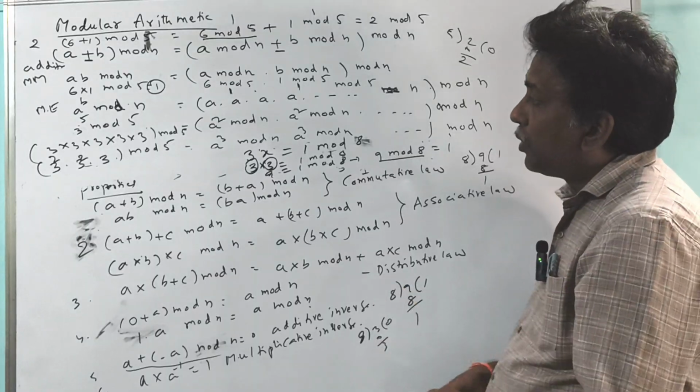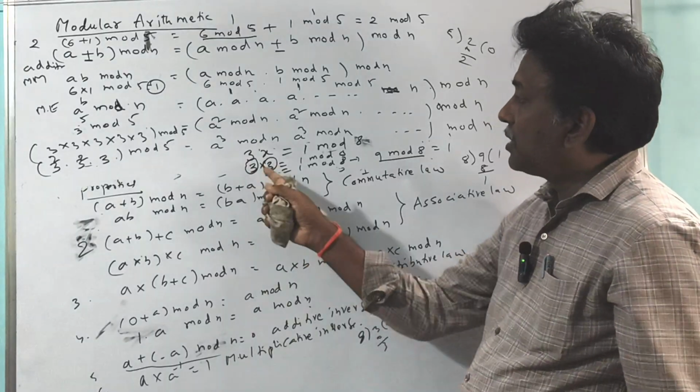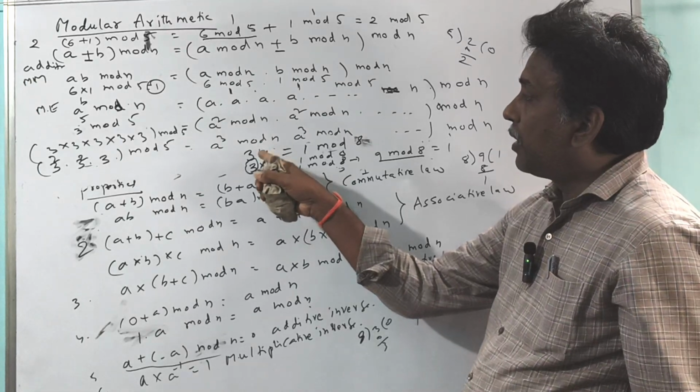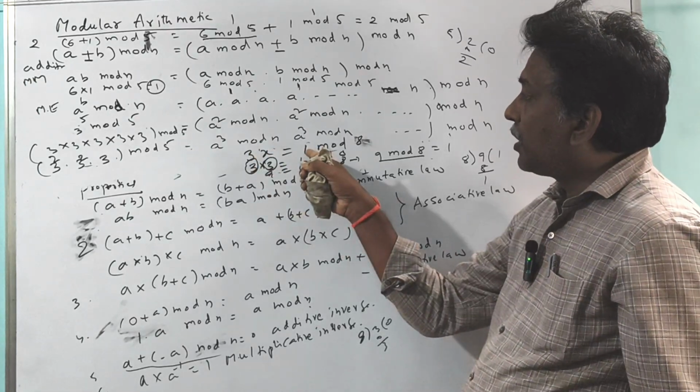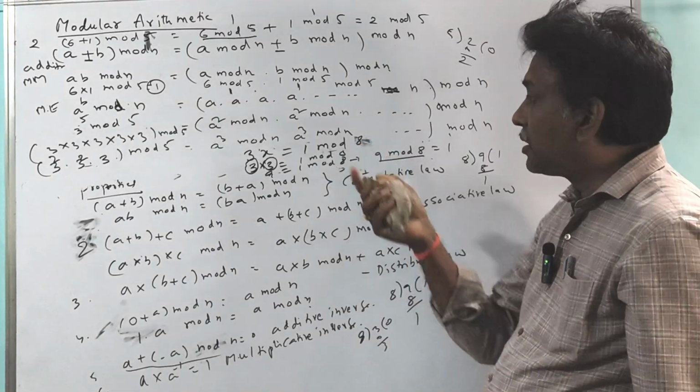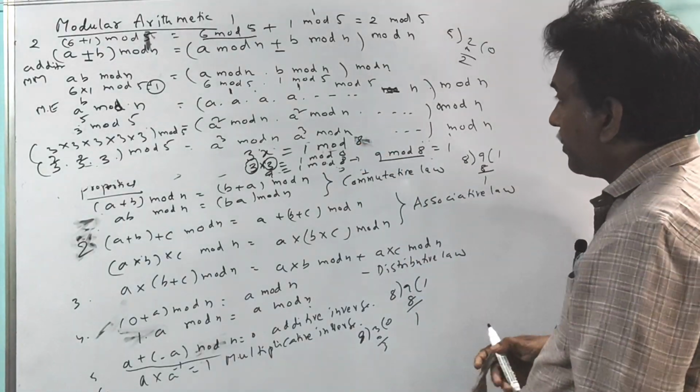At this moment you can understand the multiplicative inverse of 3 is 3 here, because the value to be multiplied with 3, so that we get the remainder 1 for modulo n, is the multiplicative inverse. Okay.